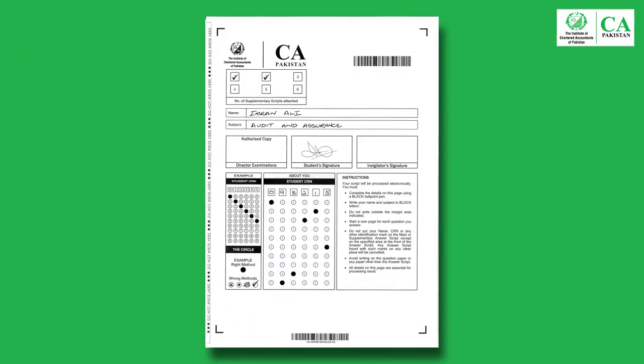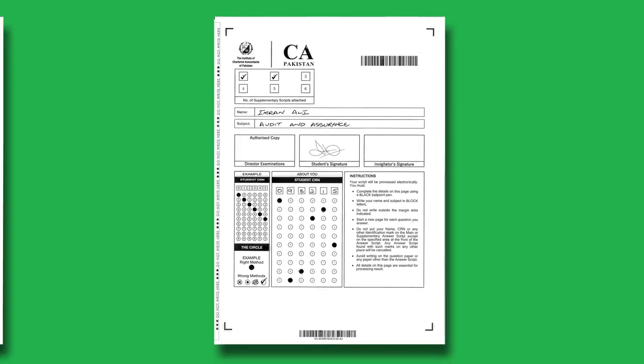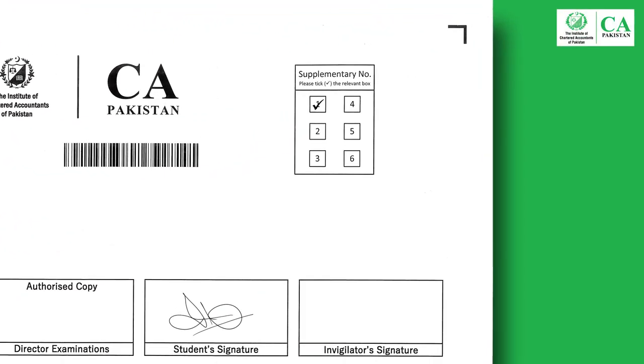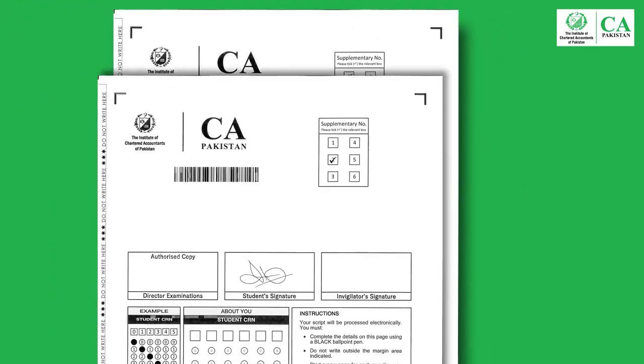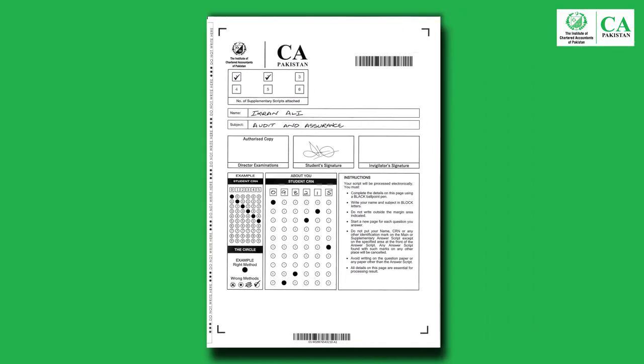Before submission of the answer script, check and ensure that the front page of the main and all supplementary answer scripts taken by you have properly been filled in. You have marked the number of supplementary scripts attached in the relevant box at the front page of the main answer script, and you have marked the supplementary number in the relevant boxes at all the supplementary answer scripts taken by you. After checking, you should ask the invigilator to staple your supplementary scripts with your main answer script at the time of submitting your answer script.